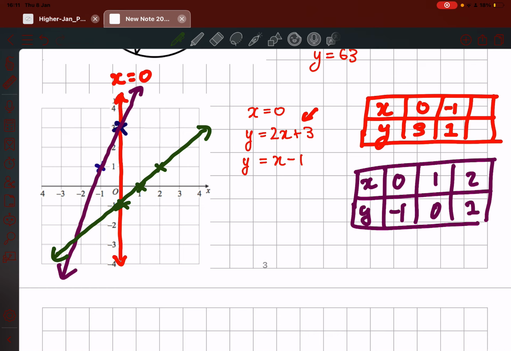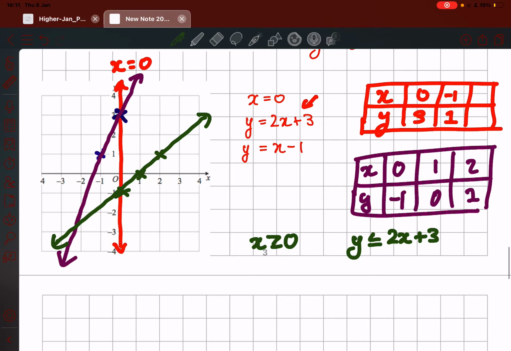Now, for the next question, we've got to sketch the inequalities, which are x is greater than 0, y is less than or equal to 2x plus 3, and y is greater than or equal to x minus 1. If these were strict inequalities without the equal sign, I would have used a dotted line and not the solid line. So if your question has an equal sign, draw a solid line.